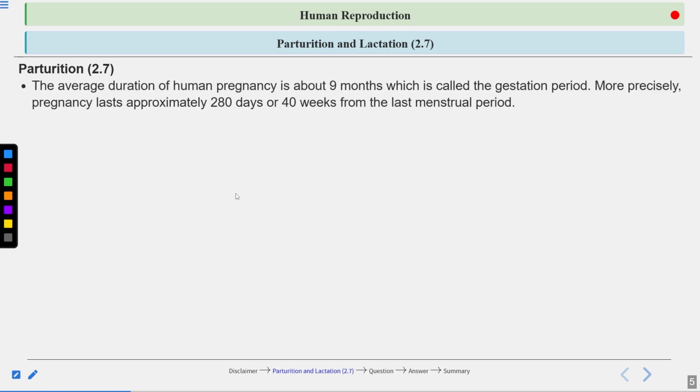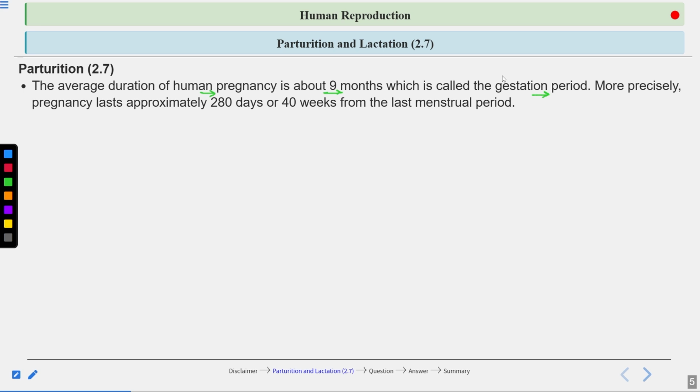Now, the average duration of human pregnancy. In human females, the pregnancy or gestation period is about 9 months, and this is known as the gestation period. During the gestation period, the fetus is developing. We studied the various stages of embryo development.